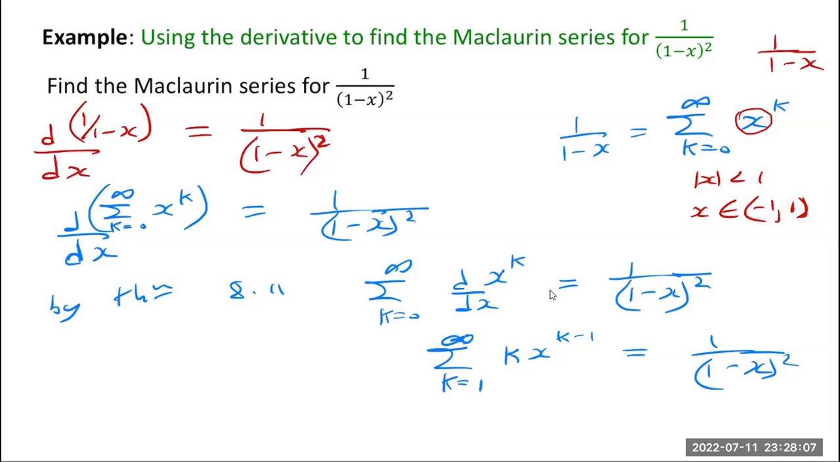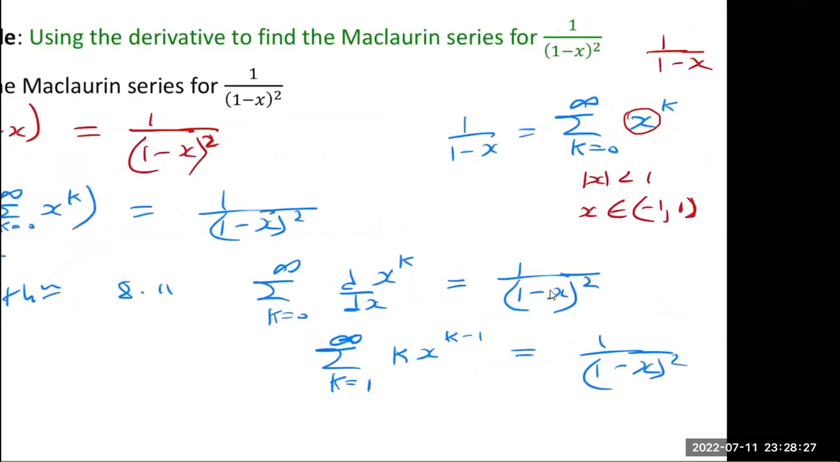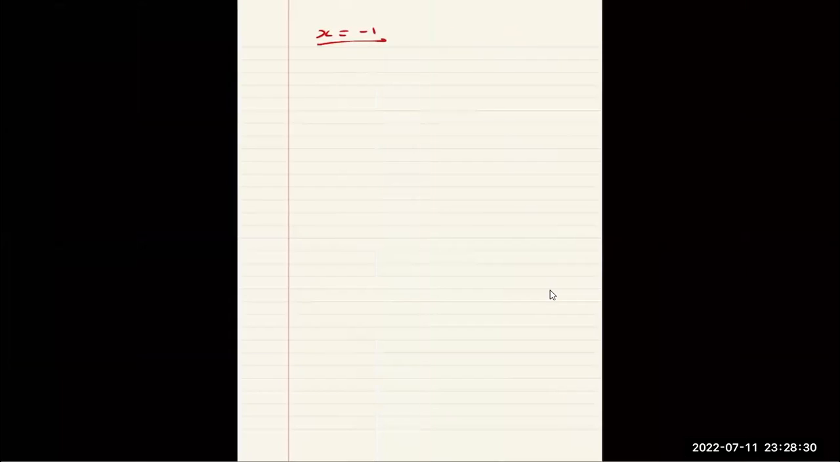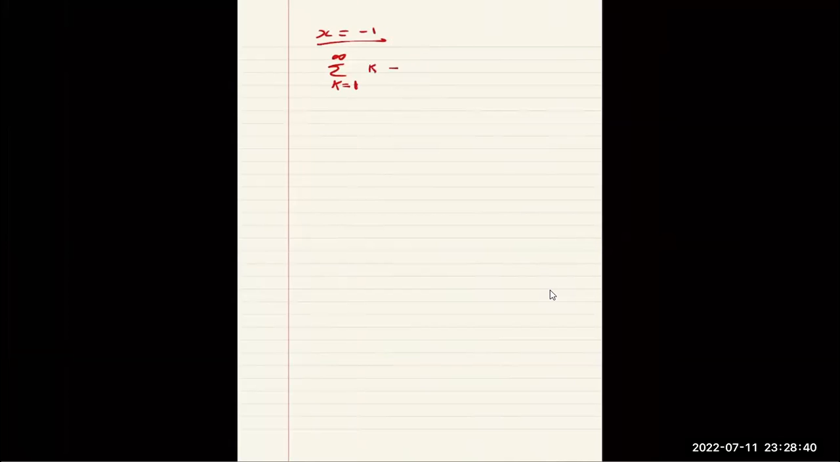What do you do? What is the standard procedure? You try out the series at each endpoint. Let's try minus 1 first. In this new series, I'm going to plug in x is equal to minus 1. If I plug in x is equal to minus 1 in the new series, what would you get? Sigma k goes from 1 to infinity k times minus 1 to the power k minus 1.